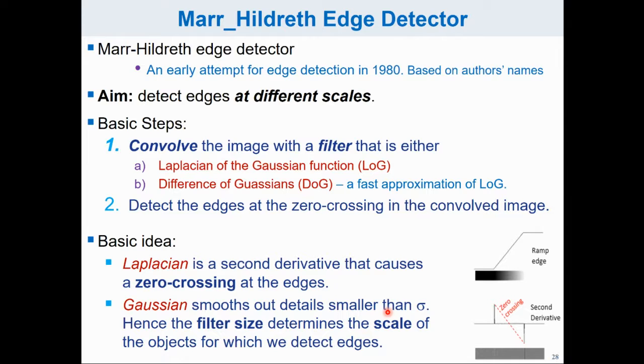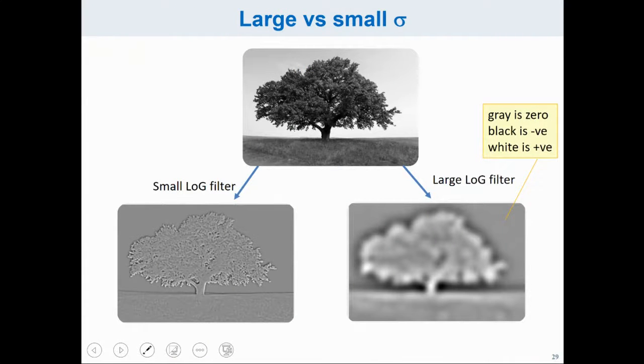In practice, we don't really apply the Laplacian of Gaussian. We apply the difference of Gaussian, which is a good approximation of the Laplacian of Gaussian. Let's look at applying the Laplacian of Gaussian filter with a small sigma and with a large sigma. With a small sigma, I will get a lot of details and a lot of edges. But if I apply it with a large sigma, it will be only the strong edges here.